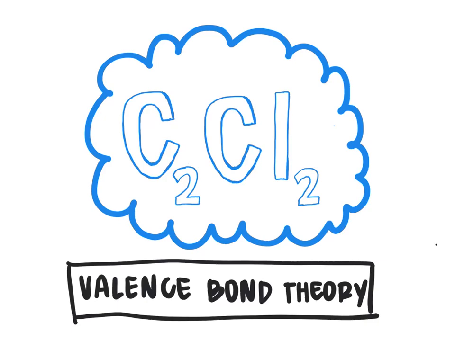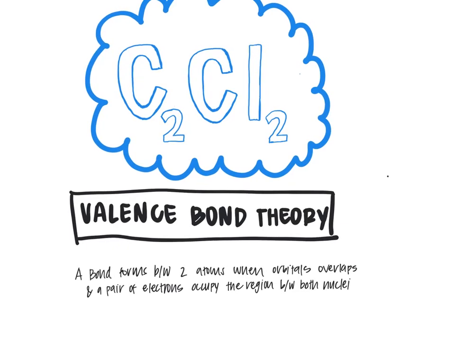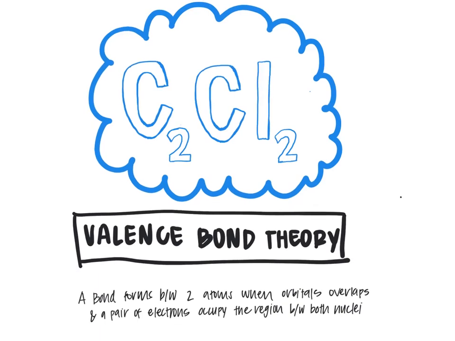We're going to look at the dicarbon dichloride molecule using the valence bond theory. And the valence bond theory states that a bond forms between two atoms when orbitals overlap and a pair of electrons occupy the region between both nuclei.